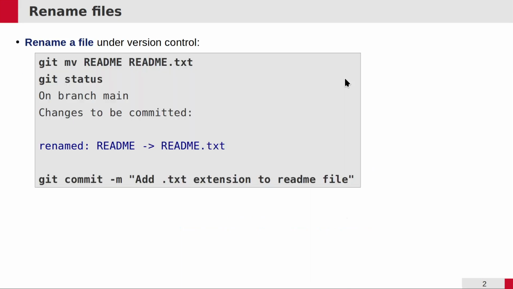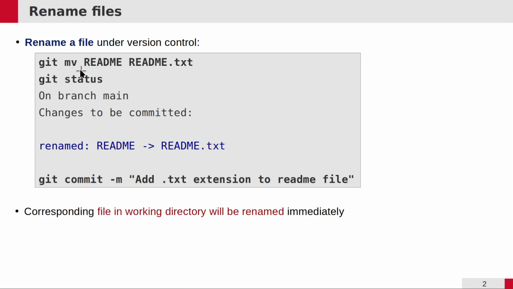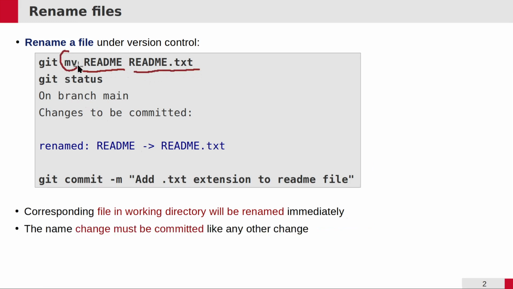So let's start. First, I would like to show you how to rename files, and this is something which could be very handy if you realize in your project that the name of a file should change for whatever reason. For example, here I want to change readme to readme.txt, and you can use the move subcommand of Git in order to do that. So git mv would rename this file in your working copy into readme.txt.